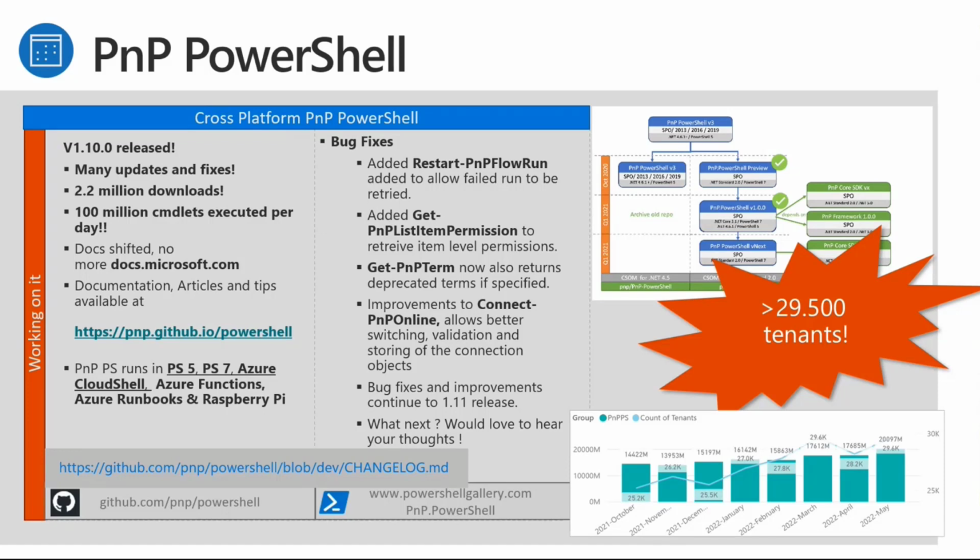We also added the ability to retrieve item level permissions. So like SharePoint list items, and you can get list item level permissions for that particular item. And we also have improved the Get-PnPTerm commandlet. So by default, it doesn't return any deprecated terms. But now if you want, you can just specify whether you want that, and we give you back the deprecated terms as well.